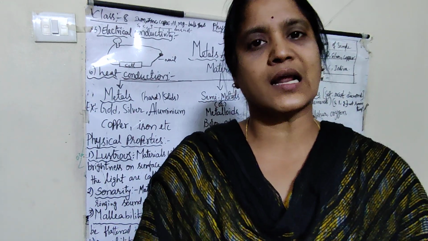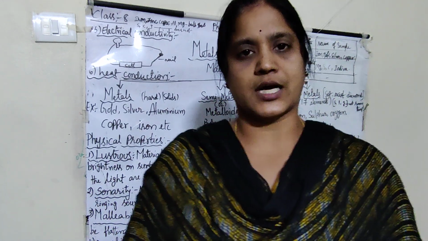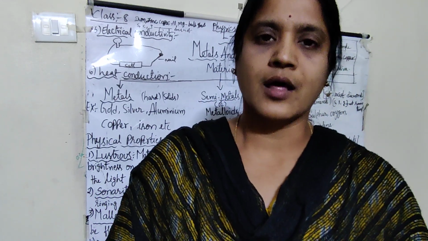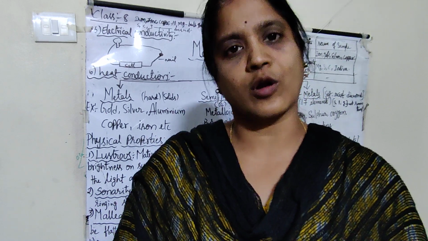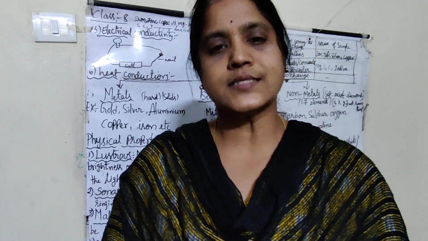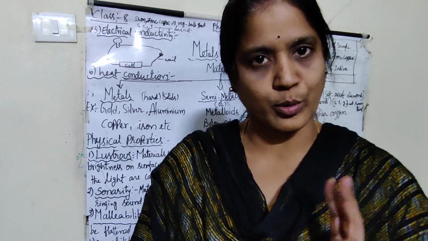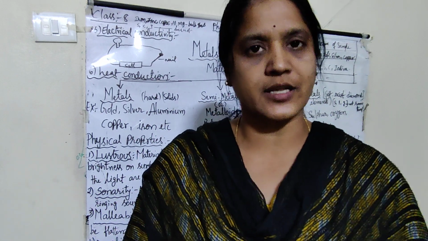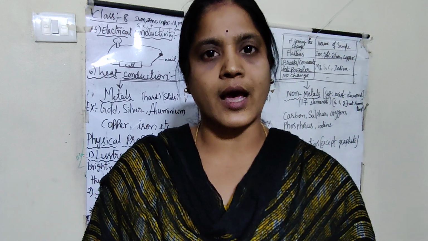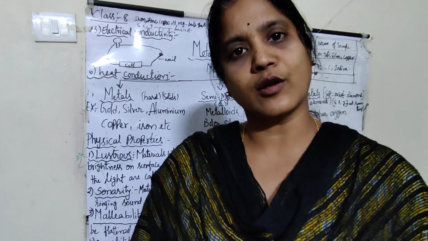All these materials are mainly classified into 3 types. They are metals and non-metals, and one more is semi-metals. Mainly these materials are classified into 2 types, metals and non-metals, and one more classification is there, that is semi-metals or metalloids. So today I'm going to start our lesson 4. Lesson 4 is metals and non-metals.